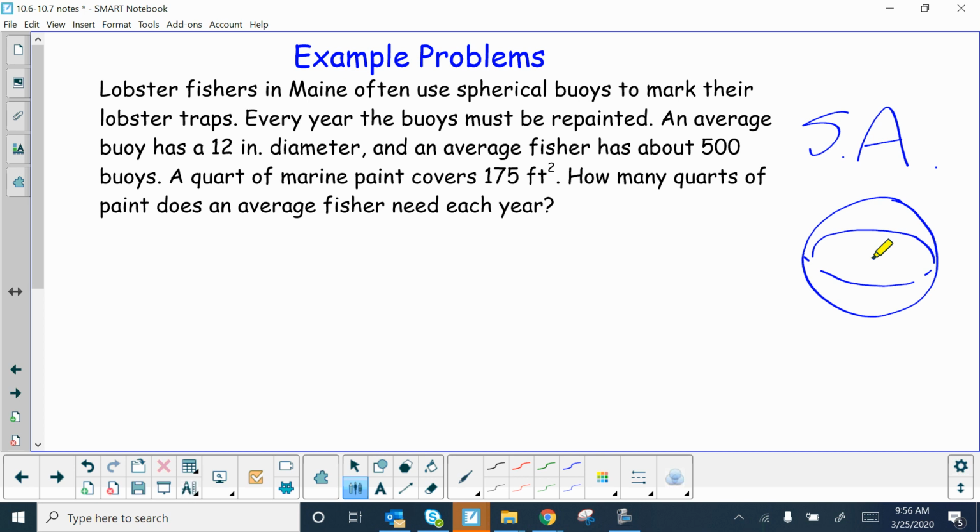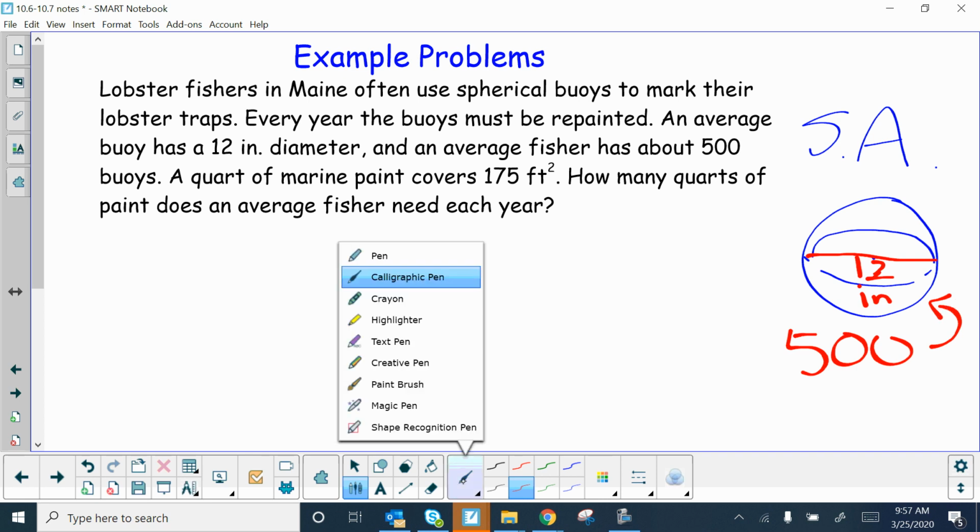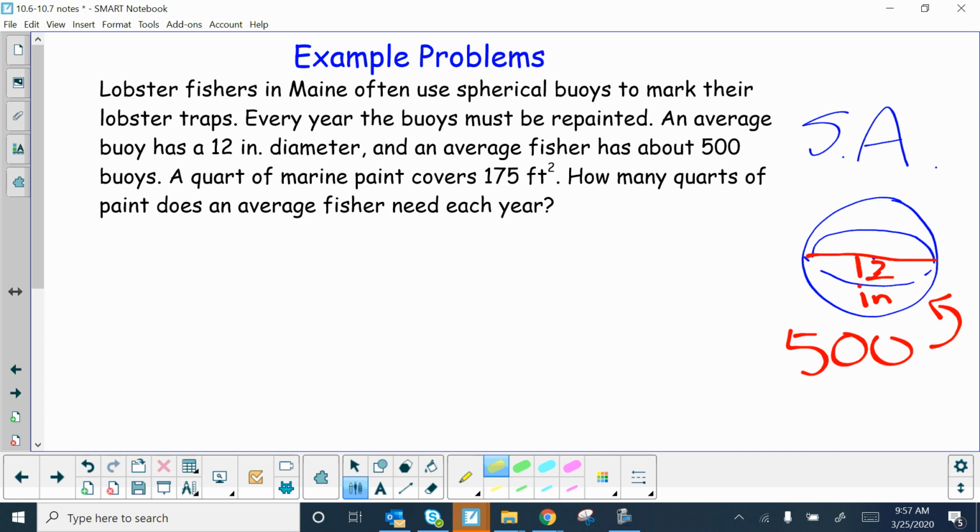And then it says an average buoy has a 12-inch diameter. So I want to mark that on here. From there to there, it's 12 inches. And then it says an average fisher has about 500 of these. So 500 of those guys right there. It says a quart of paint covers 175 square feet. I want to highlight that right there. So 1 quart covers 175 square feet.